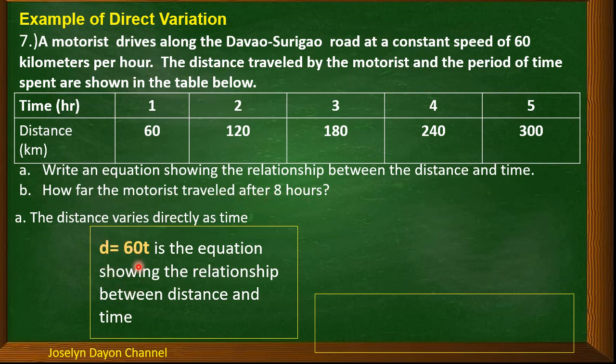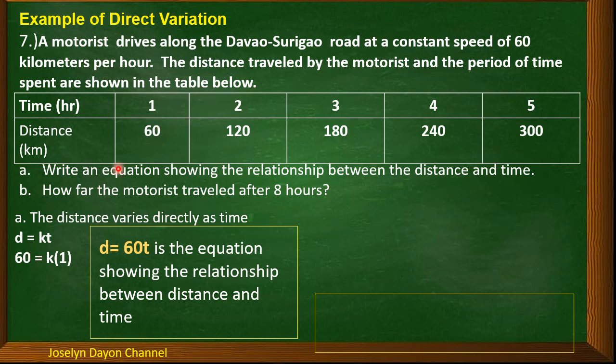So for A, this is the equation showing the relationship between distance and time. But how did we get this one? So the distance here varies directly as time. So we have to denote D for distance and T for time. So our equation is D is equal to KT. Next, we have to choose a pair of values. You can choose a pair, either 1 and 60, 2 and 120, or 3 and 180, but this time I make use of the pair of 1 and 60.